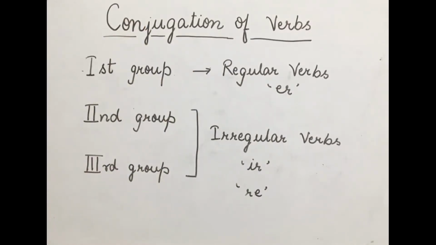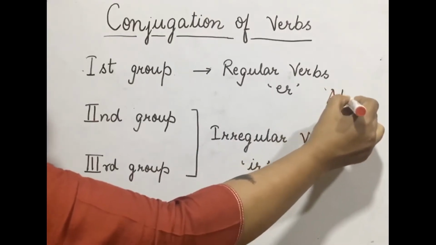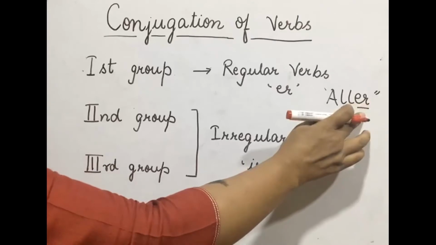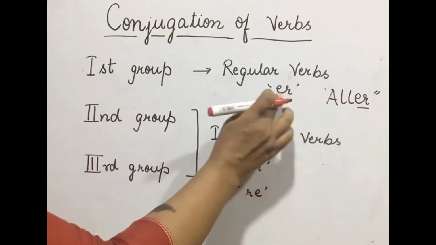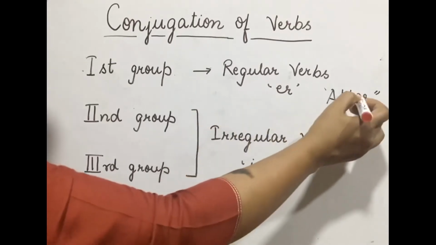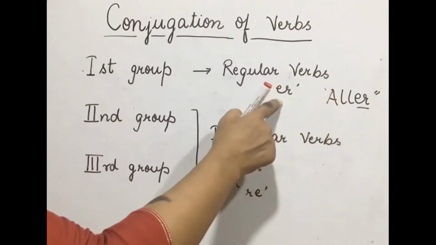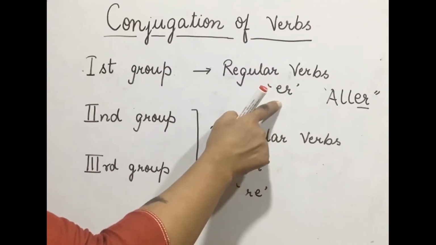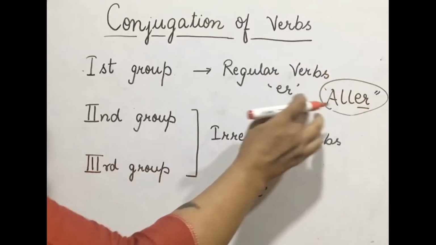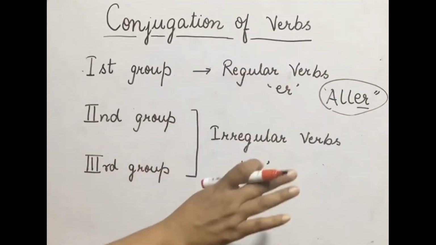Here we find one exception, and that exception is the verb aller, which ends in ER, but does not follow the rule of conjugation of ER verbs. It is therefore an irregular verb. It does not fall under the set pattern of conjugation. So we have this as an exception in ER verbs. All the rest are regular verbs.